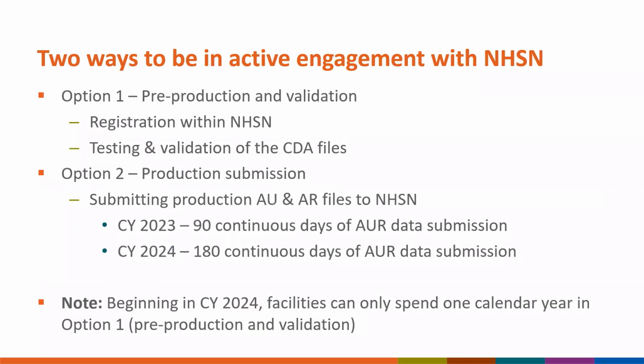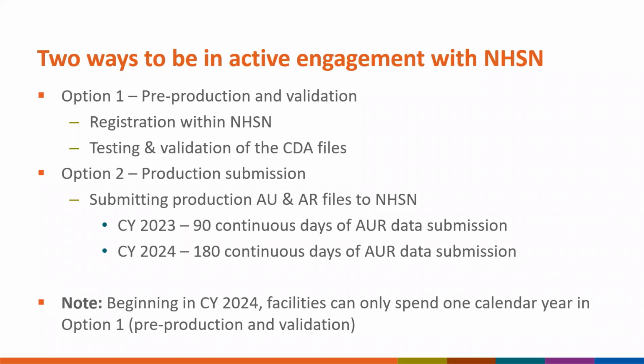There are two ways, though, that facilities can be in active engagement with NHSN. The first option is pre-production and validation. That just requires the facilities to register their intent to submit AUR data within the NHSN application, and then the testing and validation of the CDA files. So they would send us one CDA file of each CDA type, one for AU, one for AR event, and one for AR summary, ideally containing test data. And we would validate that those files indeed pass the business rules.